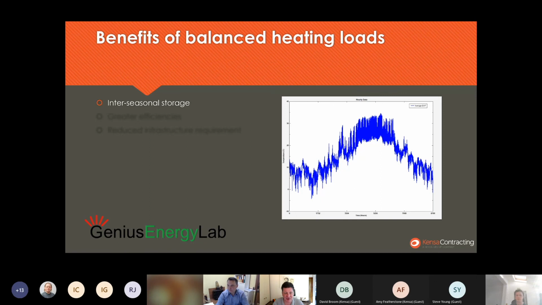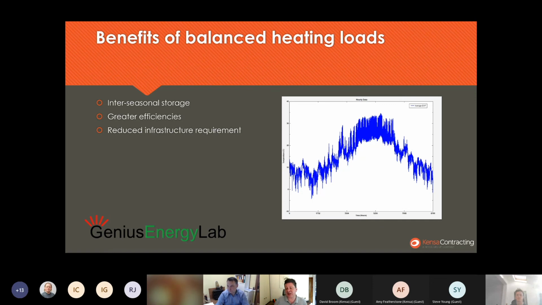I'm just going to touch now on heating and cooling loads. One of the big benefits of ground source systems is that they can actually store energy in the ground, and that heat can be stored between summer and winter. This is our profile from a real building we're designing in London, which hopefully will come to be constructed fairly soon.